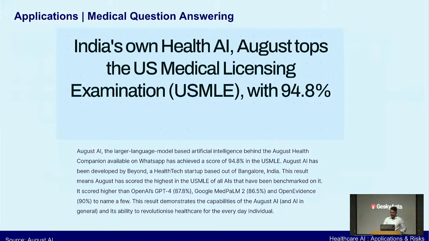August AI is a very good company from Bangalore itself. They topped the US medical licensing exam with 94.8%, which is better than OpenAI GPT-4. And their interface is very simple. You get a WhatsApp chatbot where you can interact with this model. Rather than going on Google, you can ask these large language models your questions. Although it may not be correct 100% of the time, it's a good starting point. It is better than Google for sure.